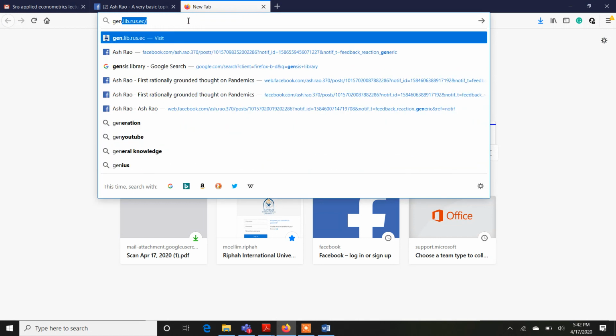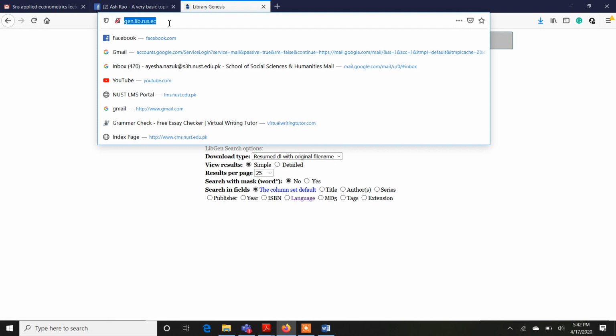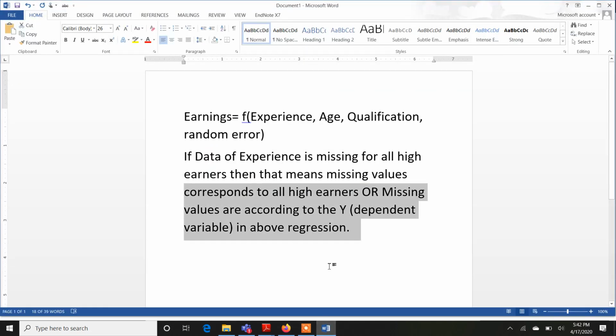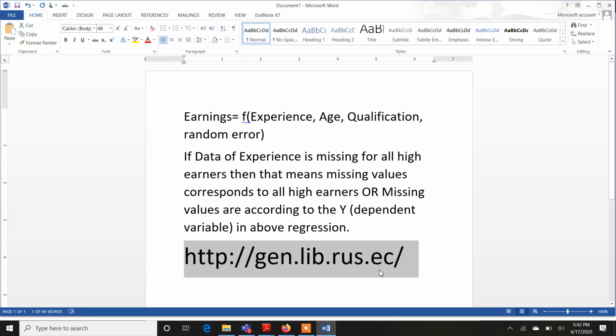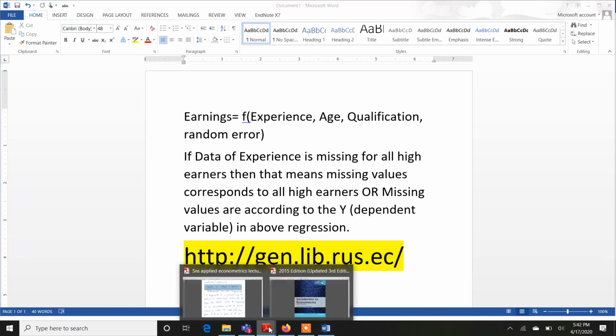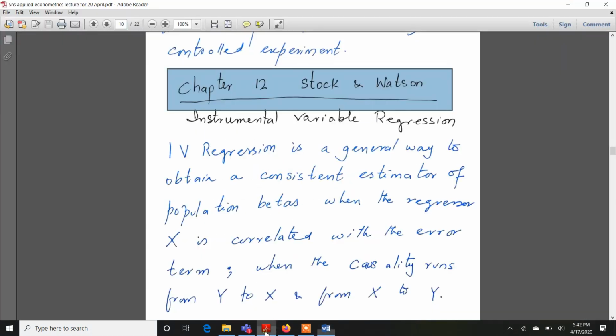Let me show you the URL. So from this particular URL or the website, you can download that book that I've just mentioned, right? This is the URL. And just in case you can't see this, let me show it in a bigger font here. So from this online bookstore, you can download that book that I have just discussed, the Stock and Watson book, right? This book. Okay, so I am covering chapter 12 of this book here in the instrumental variable regression topic.